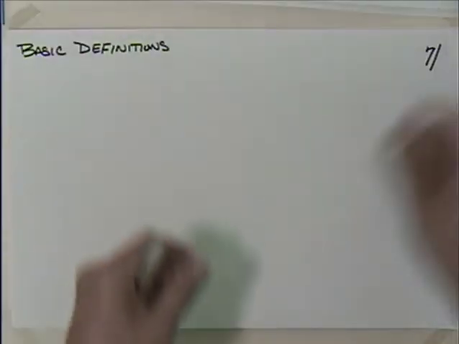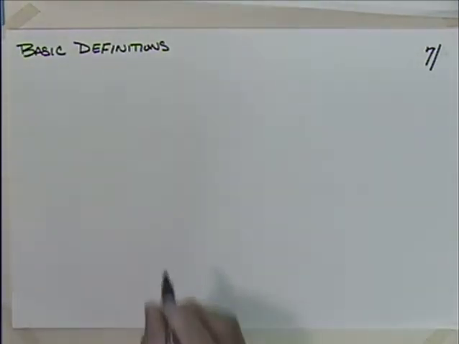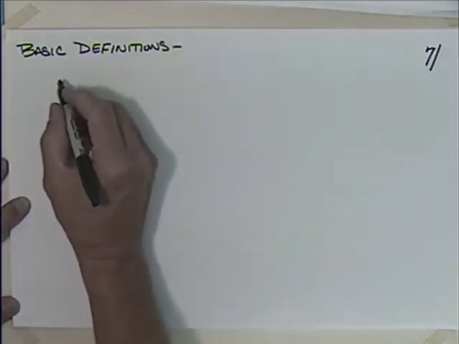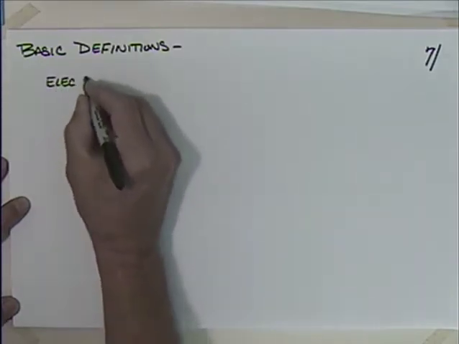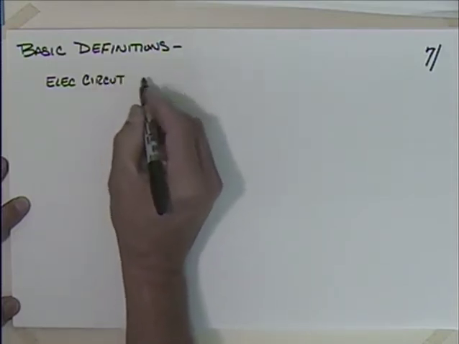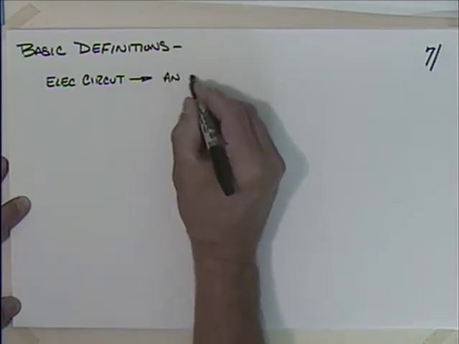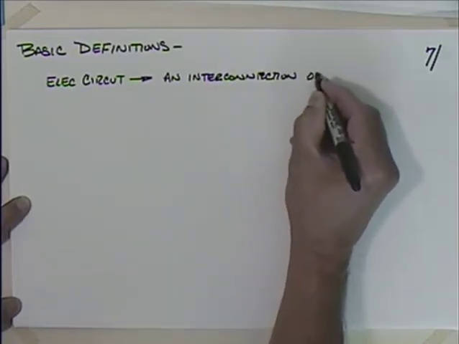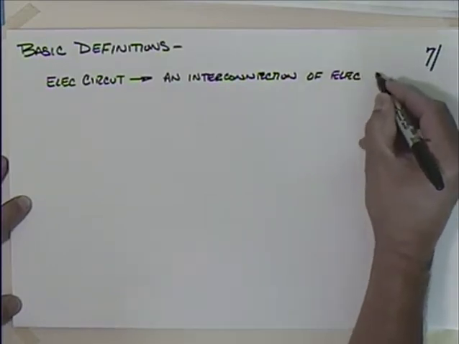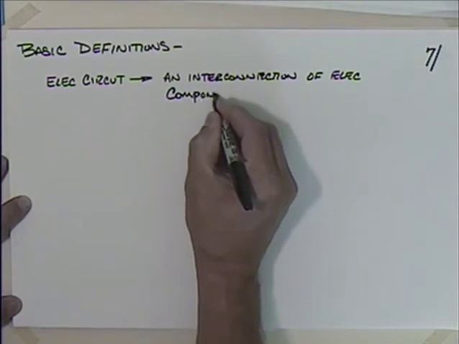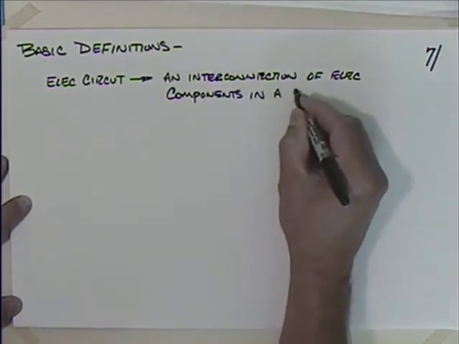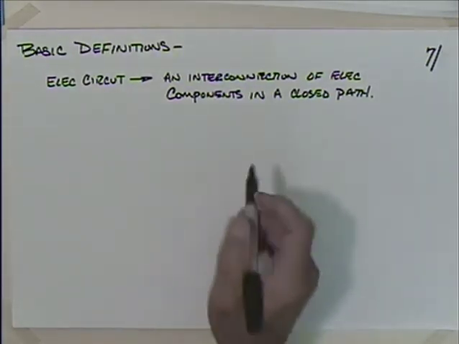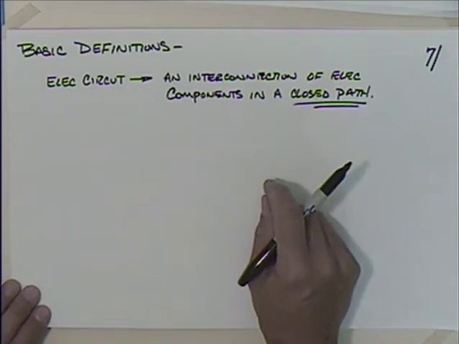Well, speaking of the beginning, let's start some basic definitions here as we start to study electrical fundamentals. An electric circuit, I guess we should define that. An electric circuit is an interconnection of electric components in a closed path. Probably closed path is the most important part here.